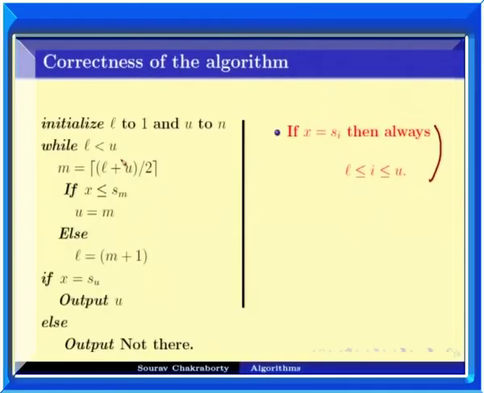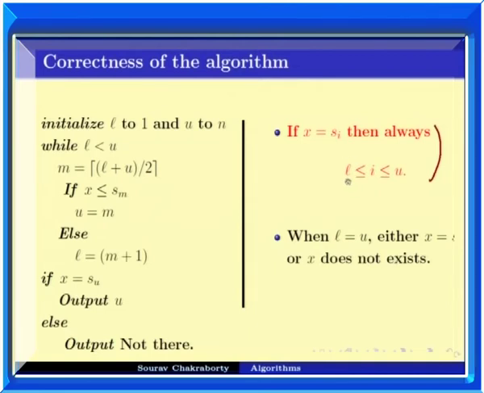If I can ensure this, then what is the good thing is that at the end when L becomes equal to U, i will be equal to U, and thus we will be finding out whether x is equal to S of U or not, and hence output the right value in the if condition. When L is equal to U, then either x is equal to S of U or it does not.